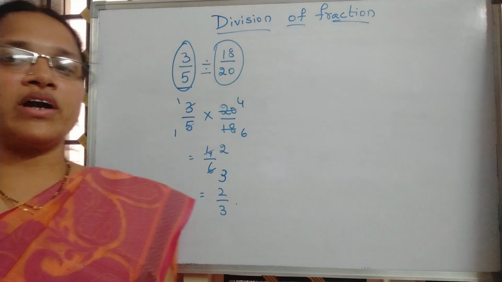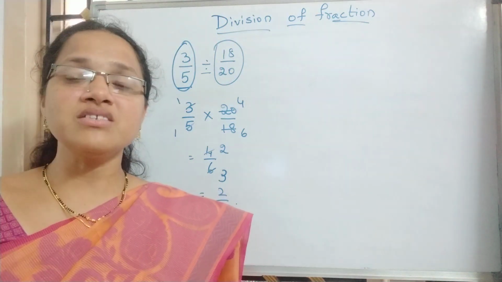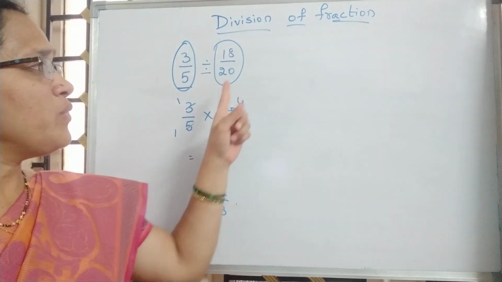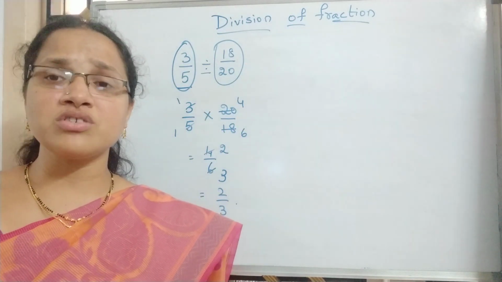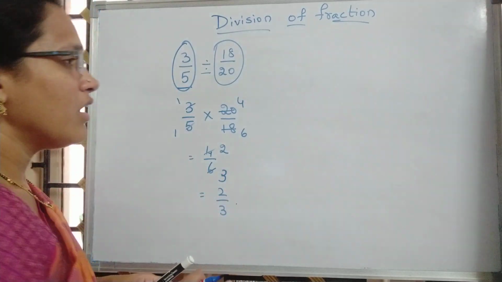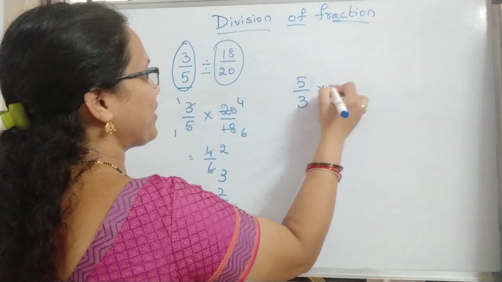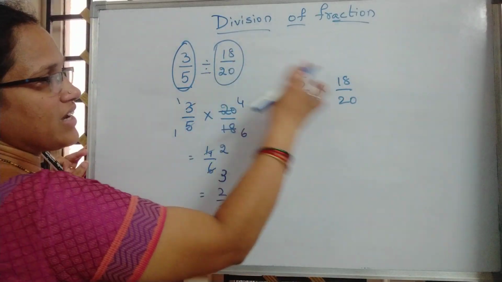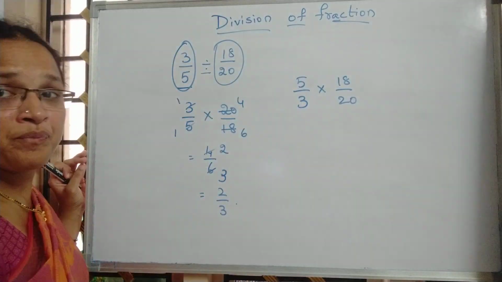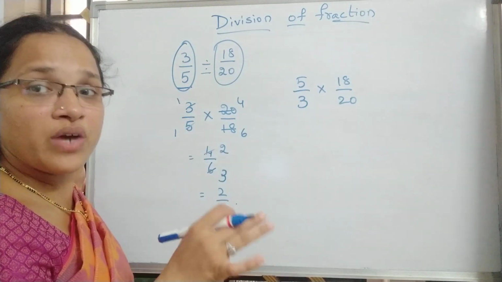I'm not sure whether you have queries or not, but I have a query. I'll ask you a question: why should we write the reciprocal of the second fraction only? Some of the children simply write the first fraction as a reciprocal and do it that way. They write the second fraction as it is and the first fraction as the reciprocal. I'll show you the difference and why we should not write it like that.